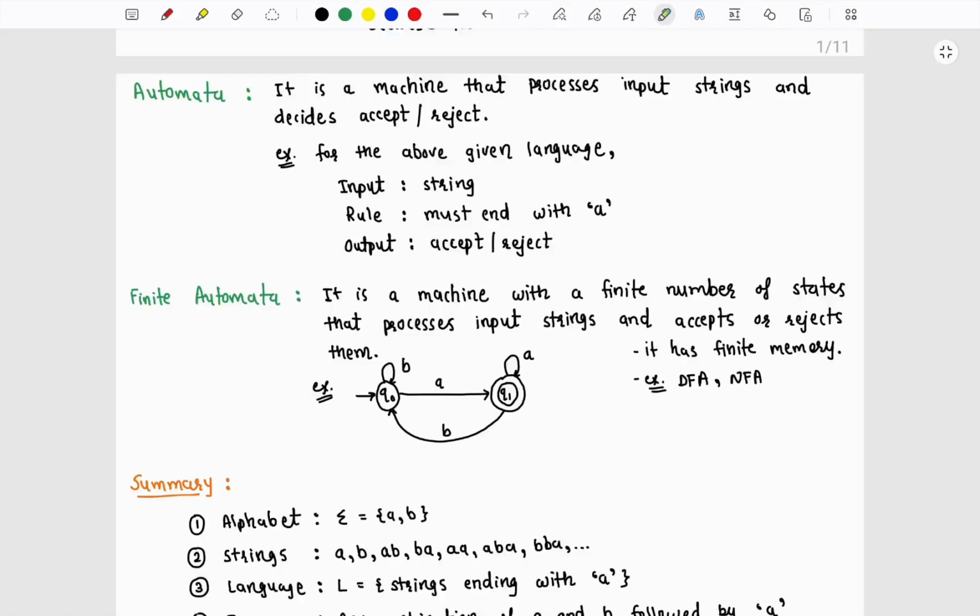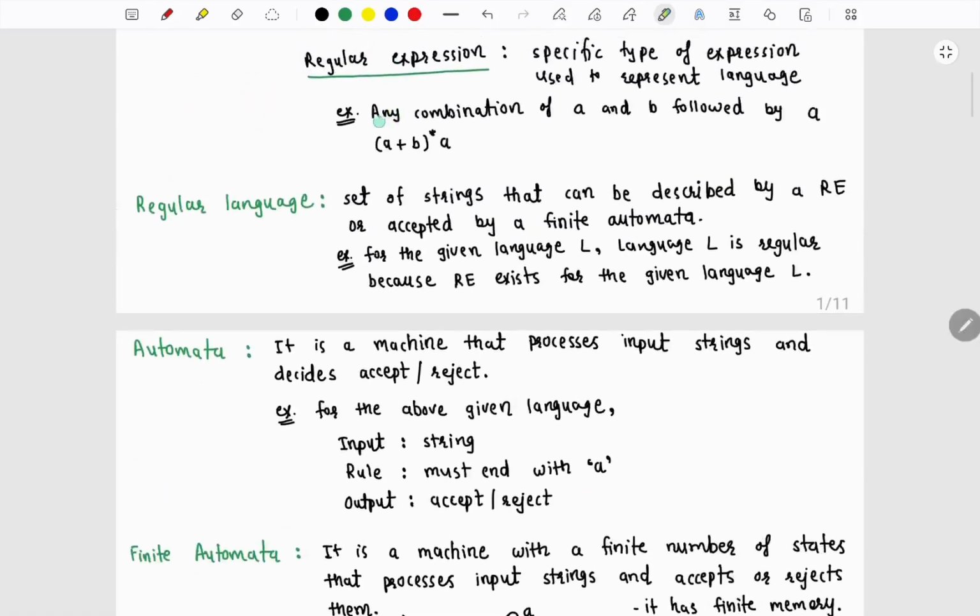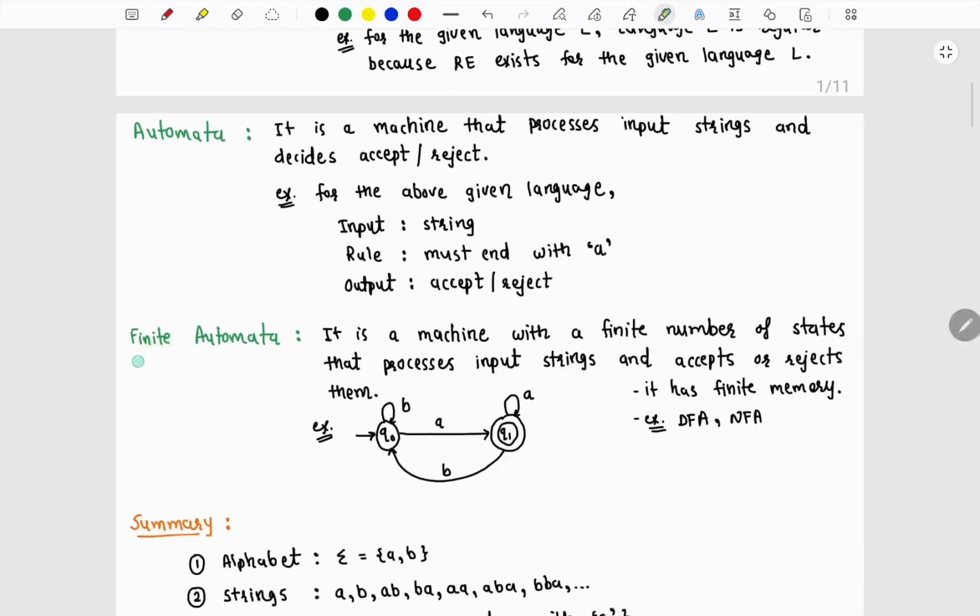For example, for the above given language, any combination of A and B followed by A, input is string. Rule is must end with A. Output is accept or reject. That means what automata tells? Automata decides that whether the given language will be accepted by the machine or not. Whether the given language will be accepted by automata or will be rejected by automata. Then what is finite automata? Finite automata is a machine with a finite number of states that processes input strings and accepts or rejects them.